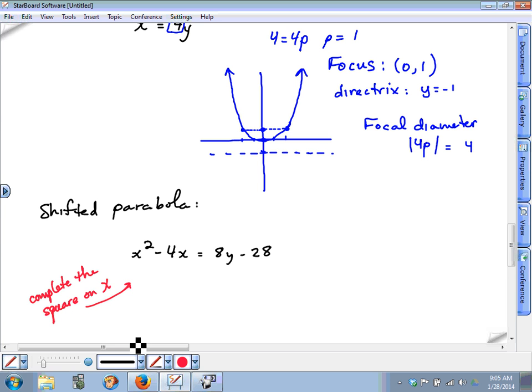We have to complete the square on x only, because there isn't a y squared variable, so we can't complete the square on y. X is a quadratic. So if we complete the square on x, there is no leading coefficient of x squared, so we don't have to worry about factoring anything out. So we can just write x squared minus 4x, plus a blank spot, equals 8y minus 28. So what number completes the square to make it into a perfect square trinomial? It is going to be 4.